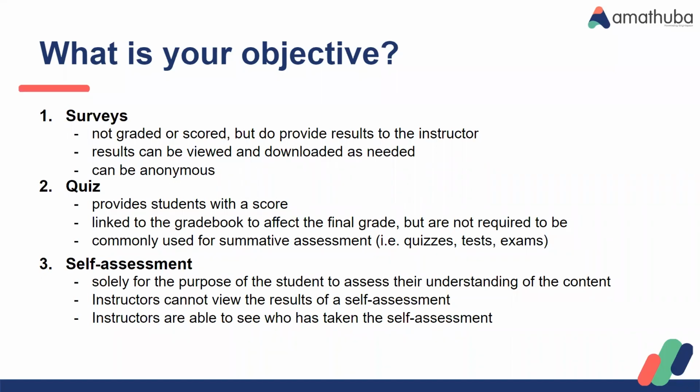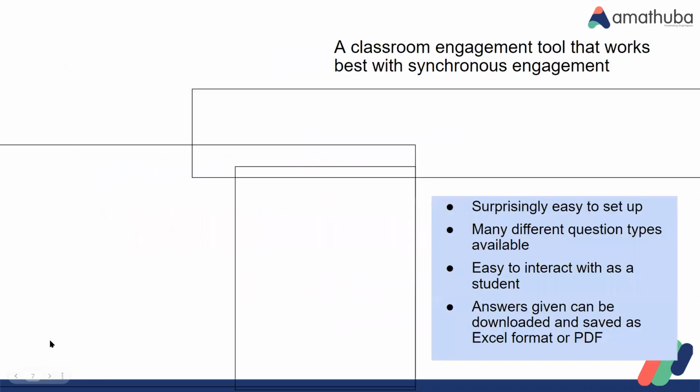Then there's also an additional tool that's available, the self-assessment, but this is usually solely for the purpose of the student to assess their understanding of the content. Instructors cannot view the results of a self-assessment. So again, this is content focused, whereas surveys are definitely not content focused, but more, I want to say, everything on the periphery: opinions, information gathering, all those types of things. With self-assessment, instructors are able to see who has taken it, whereas with surveys, you have the option for it to be anonymous.